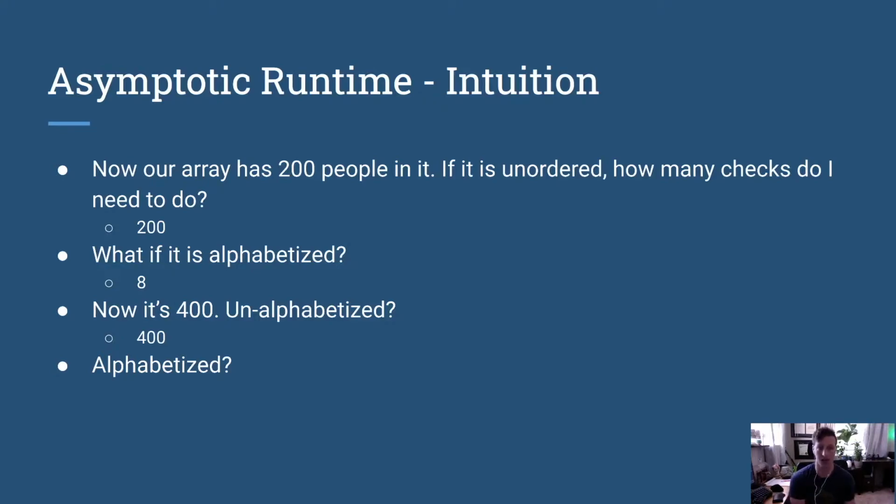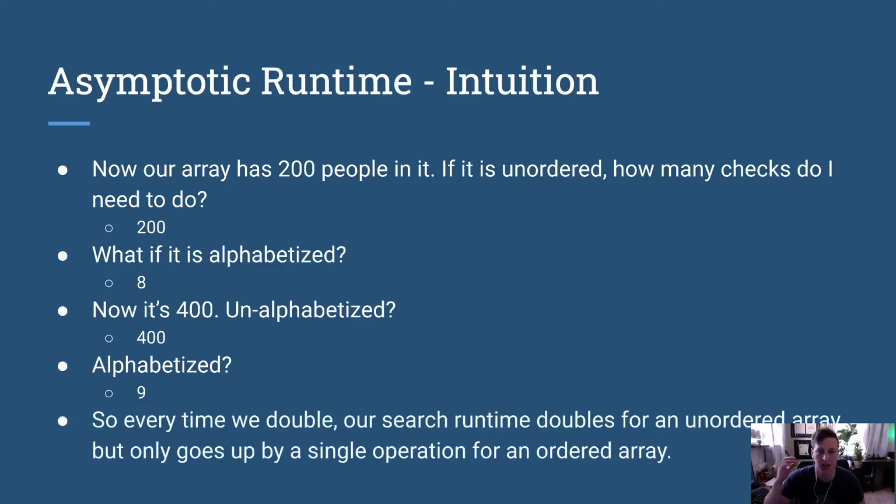Now I have an array of size 200, and I know that an array of size 200 can be solved with 8 checks. So now I have 9 checks. Okay? And as you can see, as my array doubles, the number of checks I have to do for the unordered array has to double as well, while for the alphabetized array, I only have to do one single more check every time, no matter what I'm doubling to.